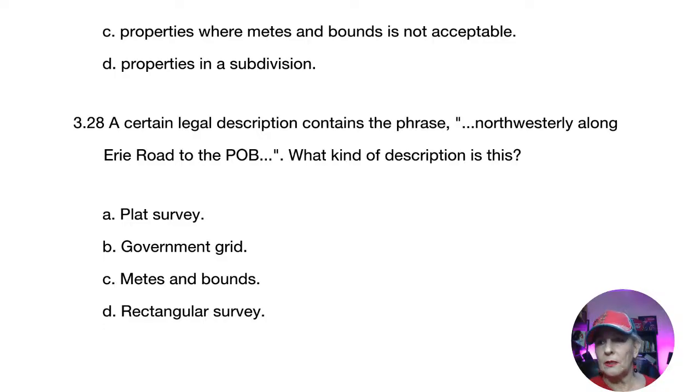So which one do you think it is here? I won't be able to see your answer, so I'm just going to type the answer. So this is a description of C, metes and bounds.